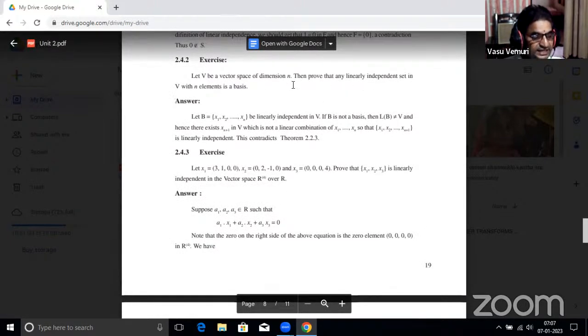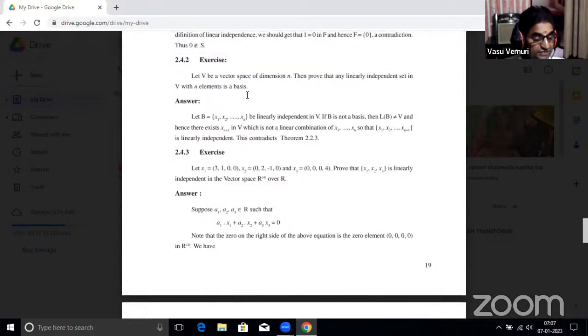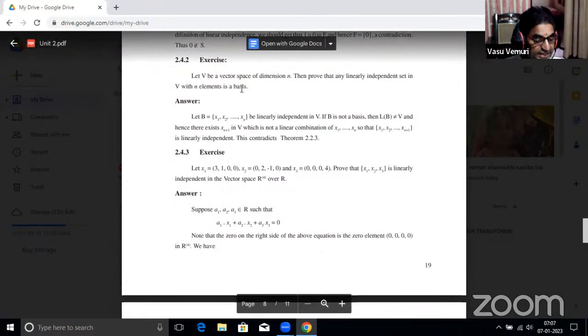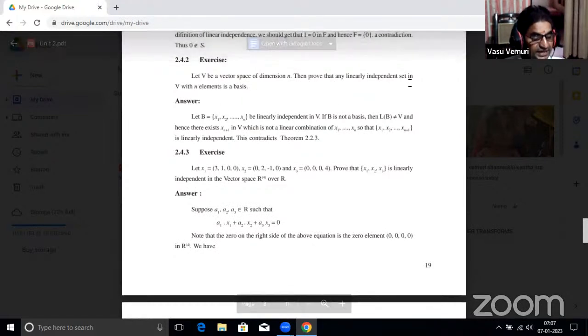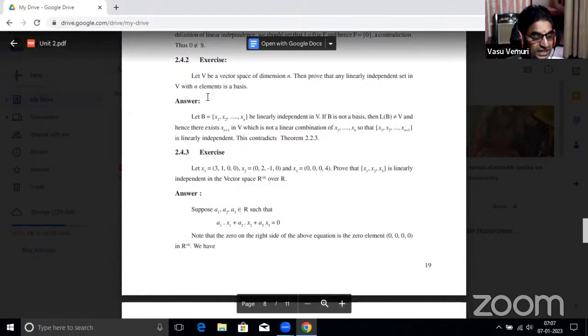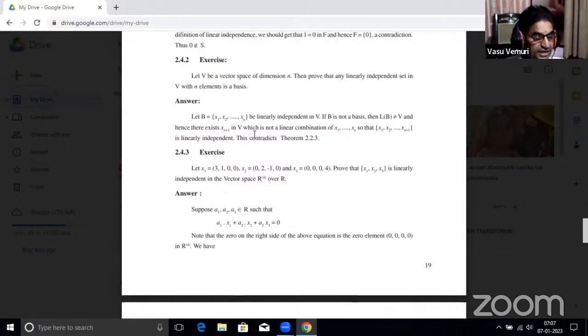A linearly independent set in V with n elements is a basis. If n is the dimension of the vector space, then there is a basis. That is the theorem: a linearly independent set in V with n elements is a basis. The basis set is denoted by capital B. Now it is linearly independent. If B is not a basis, then L of B is not equal to V.